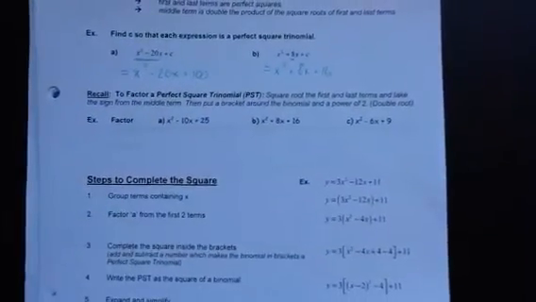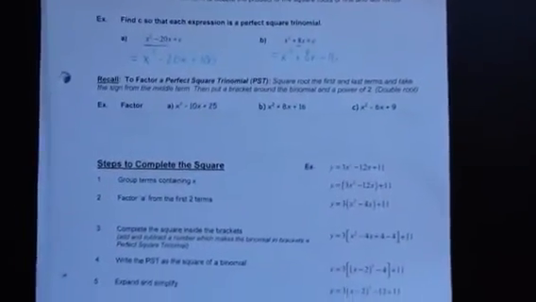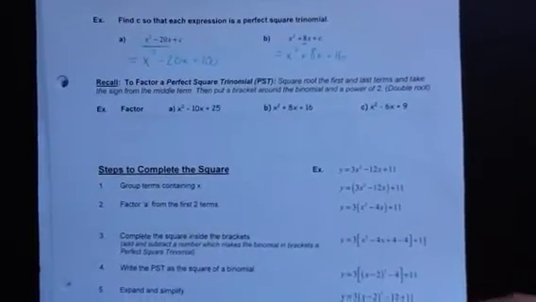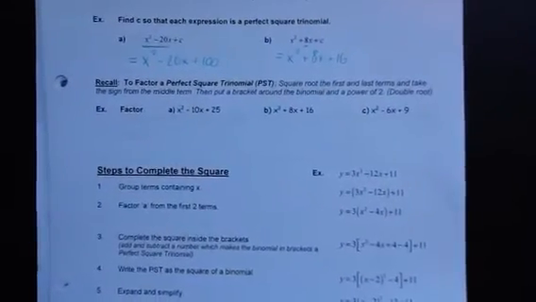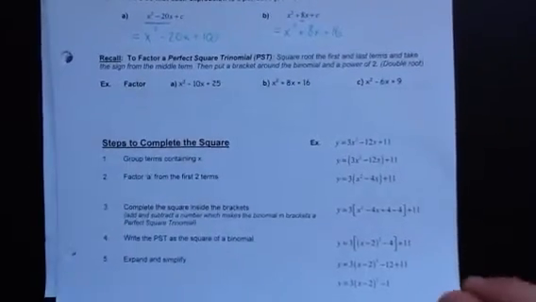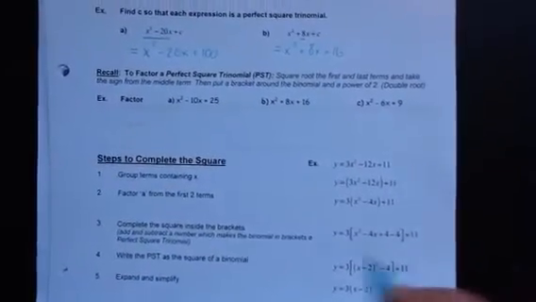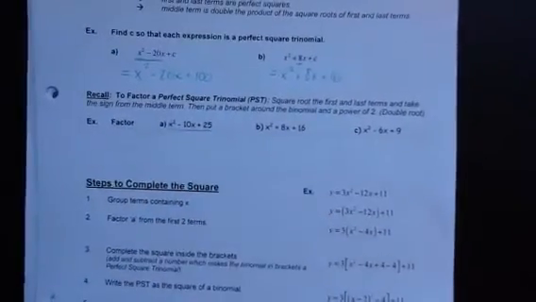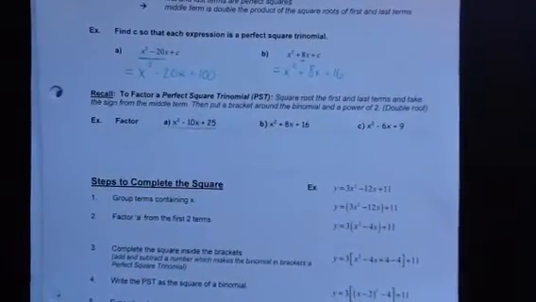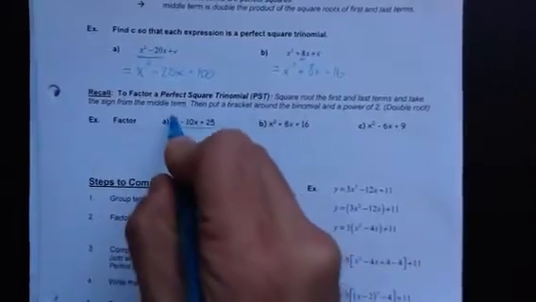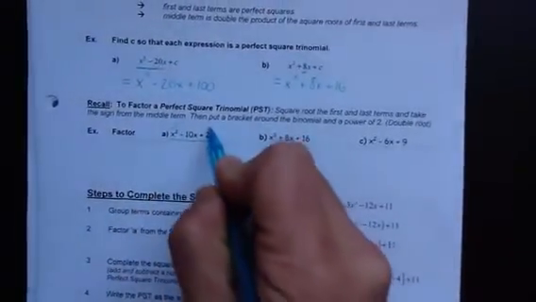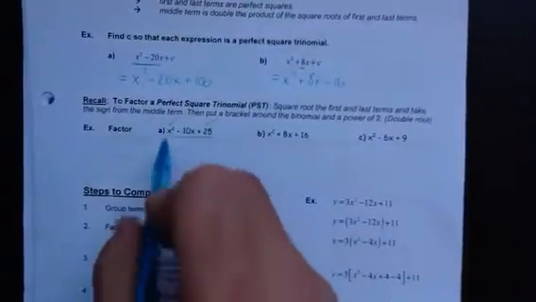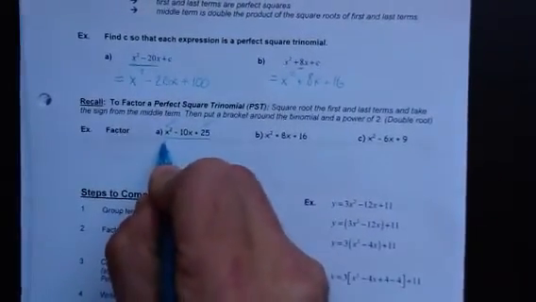And then it says, recall, to factor a perfect square trinomial, if you know what a perfect square trinomial is, you should understand that a perfect square trinomial comes from a binomial all squared. Now, how do we check to see that something is a perfect square trinomial? Well, something is a perfect square trinomial if the first number is a perfect square and the last number is a perfect square, and if you take the square root of this, it's just x.